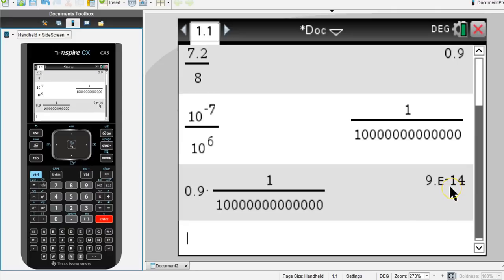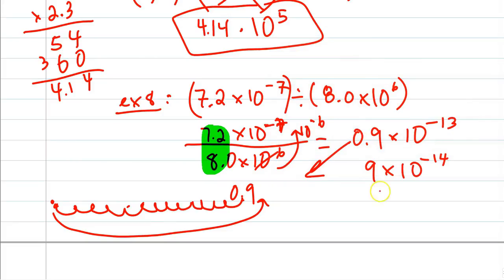9e negative 14. Now this doesn't bother me. See, my calculator just did a lot of heavy lifting for me. But if you write 9e to the negative 14, the best you're getting is half credit. So we're going to see these numbers in statistics, and we don't write 9e. What that e means is it stands for times 10 to the. So this literally says 9 times 10 raised to the negative 14. That is what that means. 9 times 10 to the negative 14.